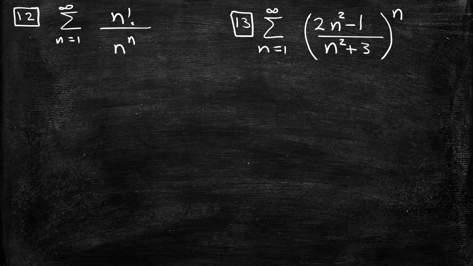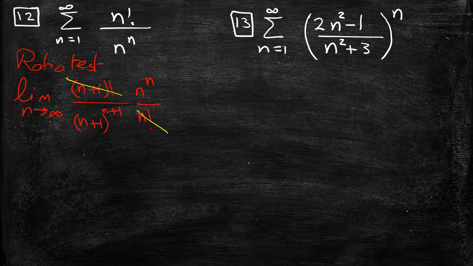Okay, let's move to 12. Again, factorial and n power n. Again, this looks like a ratio test. Let's see. So this limit when n approaches infinity, n plus 1 factorial over n plus 1 to the power n plus 1, again multiplied by the reciprocal, which means I'm dividing by an, which is n power n, divided by n factorial.